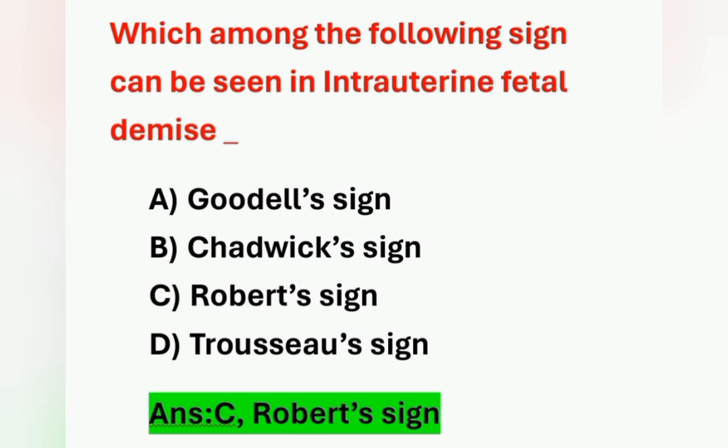And second option, Chadwick sign. It is also known as Jacquemier sign, and it is the dusky hue of the vestibule and anterior vaginal wall, usually visible at the 8th week of pregnancy. And last option, Trouser sign. It is one of the positive signs of hypocalcemia. Trouser sign and Chopstick sign are the positive signs of hypocalcemia. Move on to the next question.